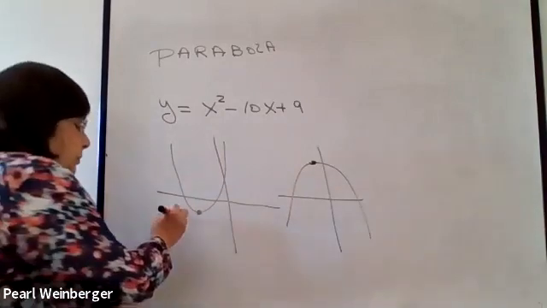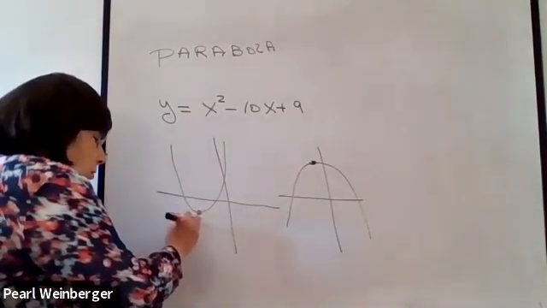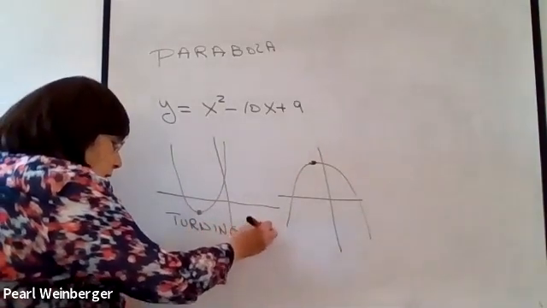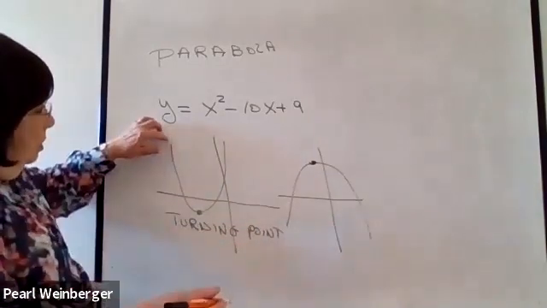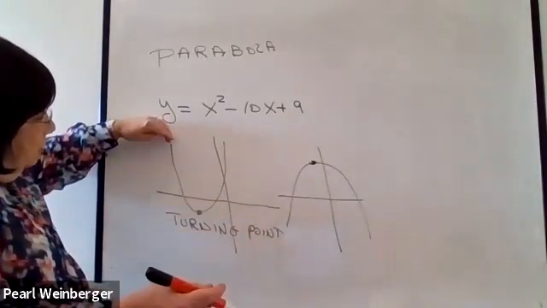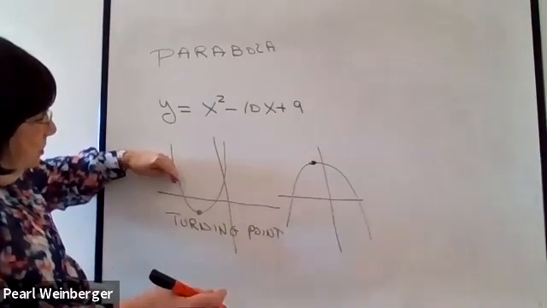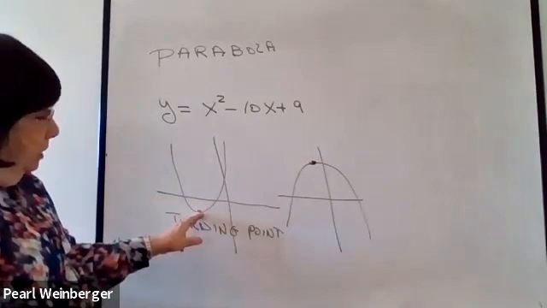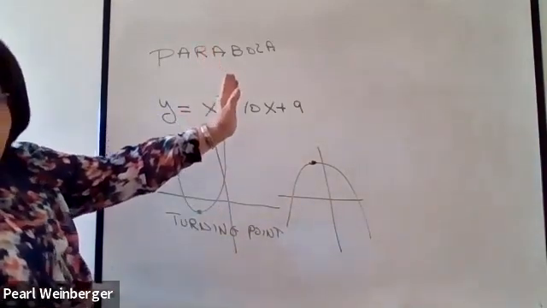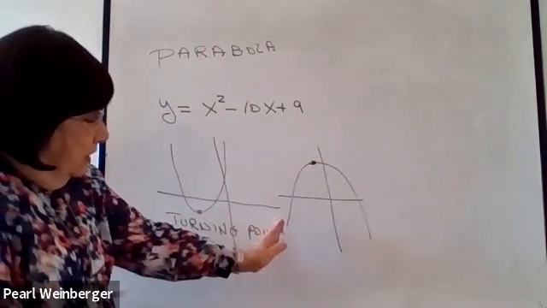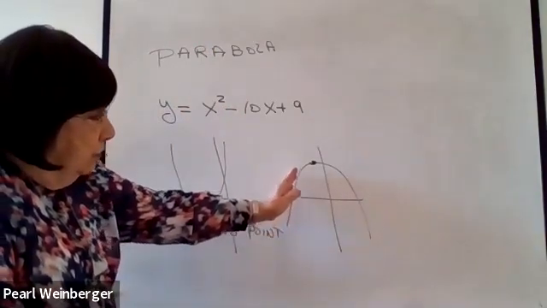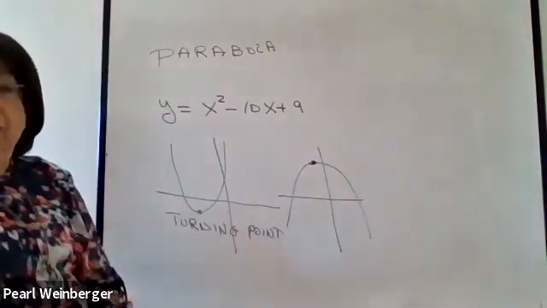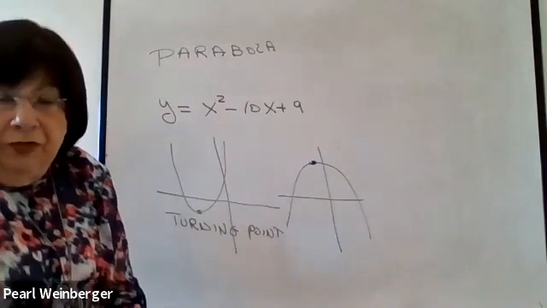This point is sometimes called the turning point, because if you notice, if somebody was using this as a path, and somebody was walking along this path, they'd be going down, down, down, down, down, until they got to this point, and then they'd be turning around. Or in this case, if somebody would be climbing higher, higher, higher, and at this point would be turning around. So it's very often called the turning point or the vertex.